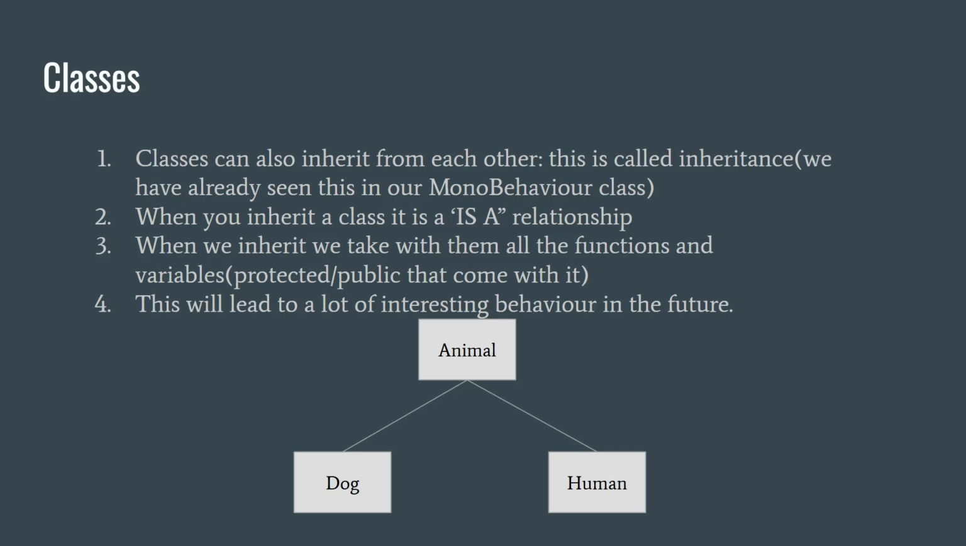So how do you actually inherit from classes? You have, for example, a car class, and you want to say that this car inherits from a script called vehicle.